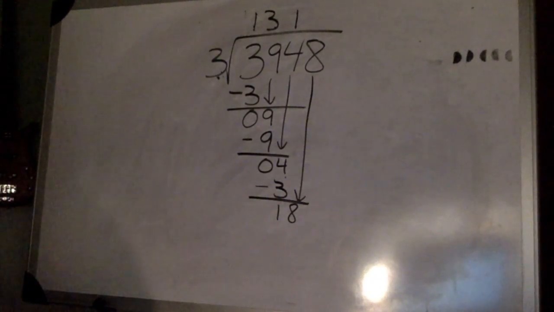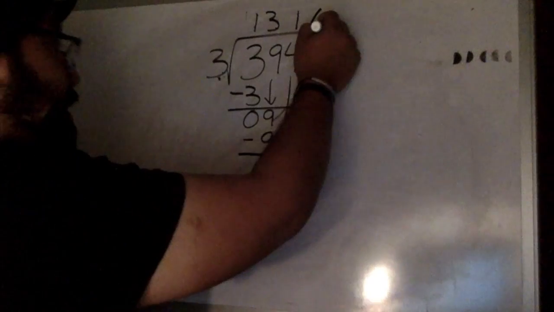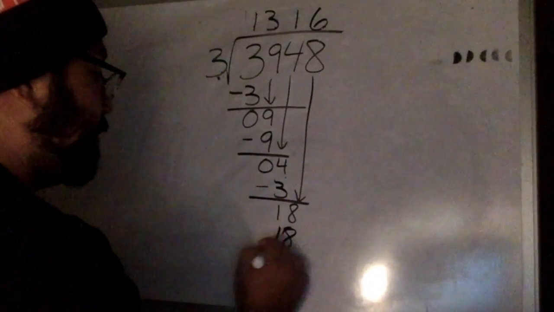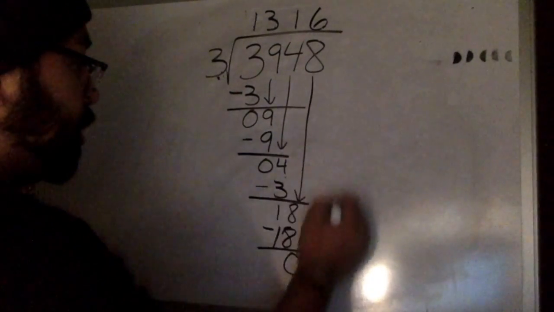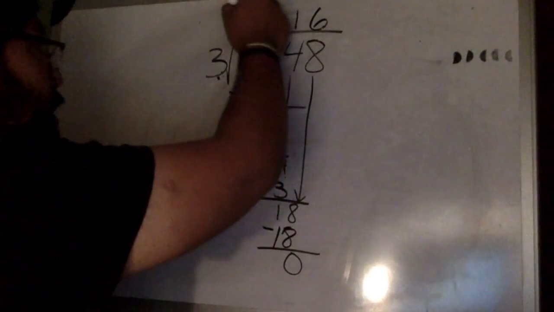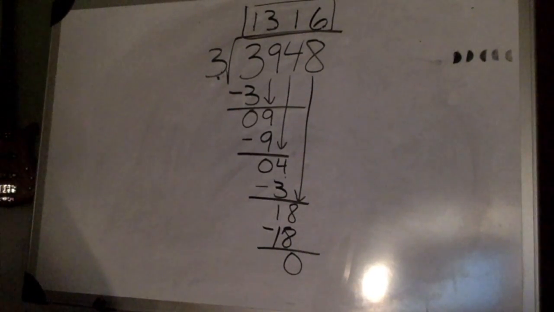Well, 3 times 1 is 3. 3 times 2 is 6. 3 times 3 is 9. 3 times 4 is 12. 3 times 5 is 15. 3 times 6 is 18. 18 minus 18 equals 0. No more numbers to drop. No remainder. Therefore, our answer is 1,316.